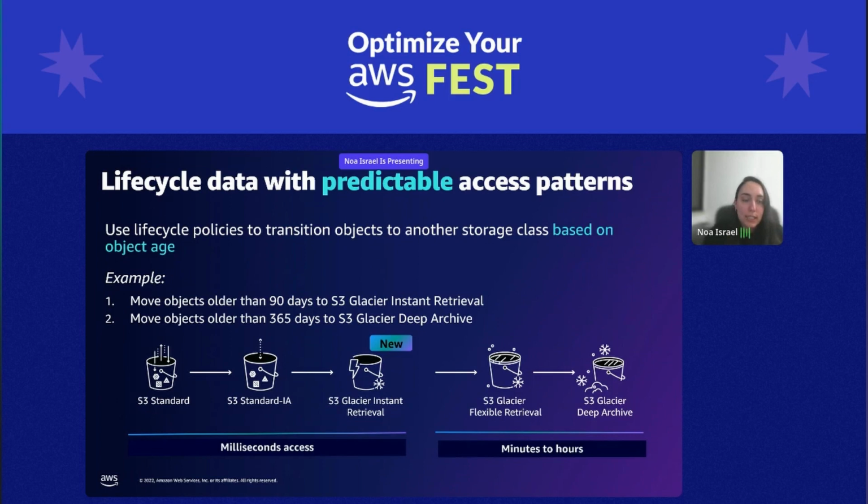And as you can see in the slide, it can only be from warmer class to colder class. For example, from Standard to Instant Retrieval, but we cannot do it vice versa, meaning that if I want to do a rule from Glacier Instant Retrieval to move back to Standard, it's not possible with lifecycle. So this is important to know.